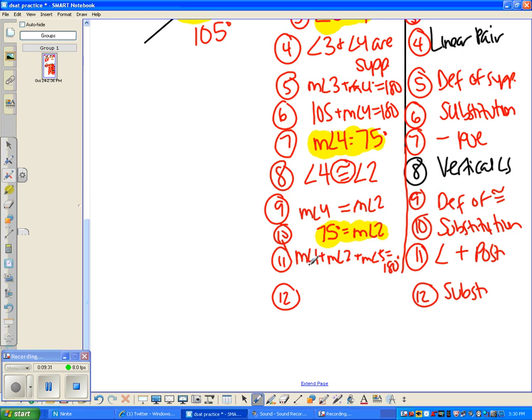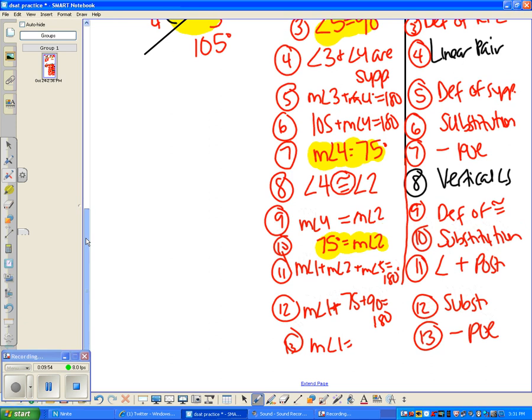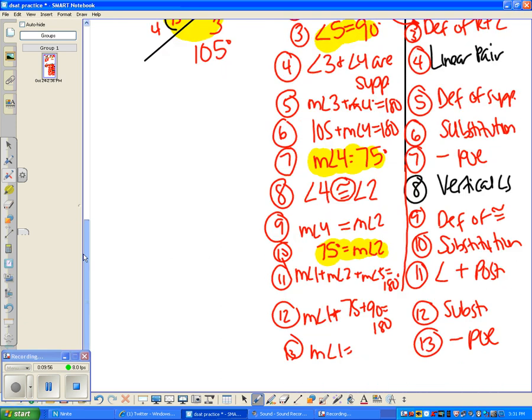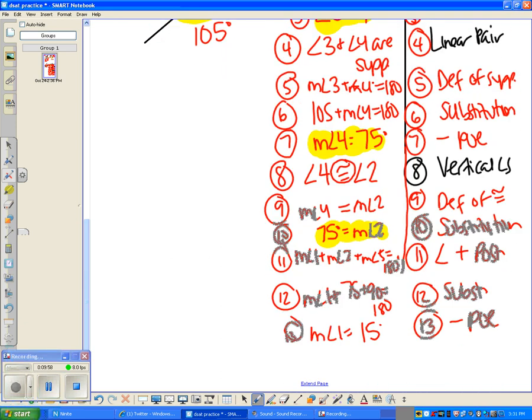Then I'm going to substitute in everything that I know. Measure of angle 1, I don't know. Measure of angle 2 is 75 degrees. There it is right there. And measure of angle 5, I believe that was our right angle, so plus 90 will equal 180. I can subtract from both sides, subtraction property. And then measure of angle 1 should equal, let me see, I don't want to do this wrong, 180 minus 165, so that should be 15. Yes. So then we have our final answer.